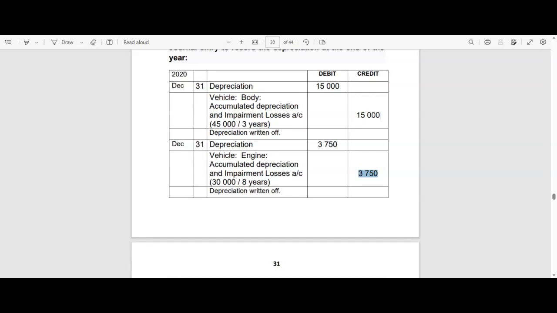In 3 years' time, you would have written off the vehicle body to zero. You're going to scrap it, and then you are going to obviously buy a new body that you are going to install that engine into. And that new body might then have a totally new or a different useful life. But in the case of the engine, it will just go its normal course. So you will just keep on depreciating it by 3,750 rands for each full financial year.